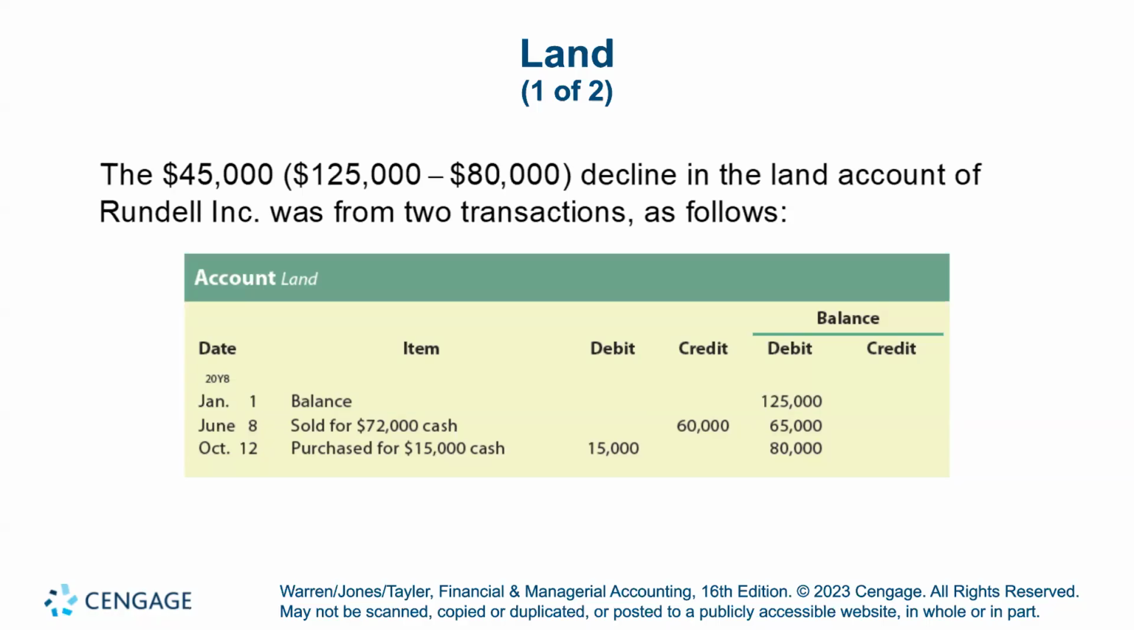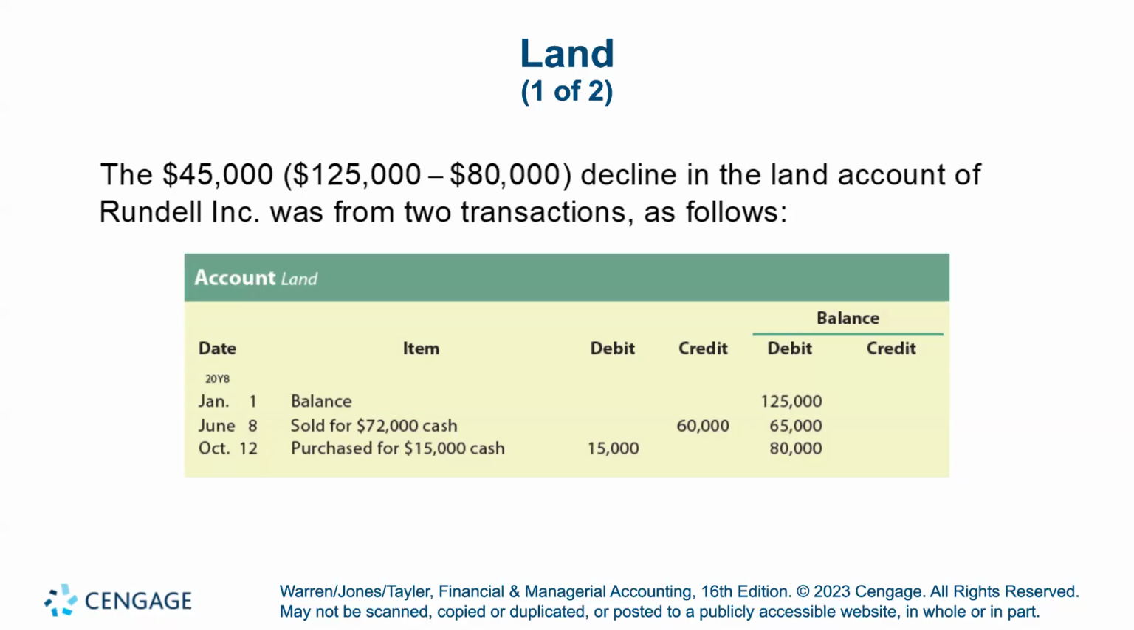We could see, oh, in this case, and this isn't a balance sheet, this is just the account. We can see on January 1st, there was $125,000 in land. And as of October 12th, there was $80,000 in land. So the cost of our land asset went down by $45,000. We can look at the transactions and see that we sold land for $72,000 in cash.